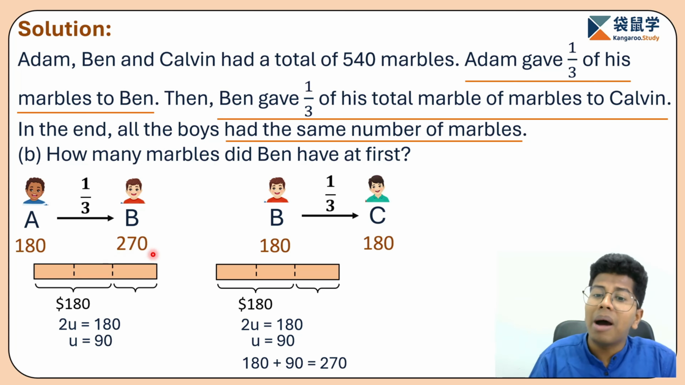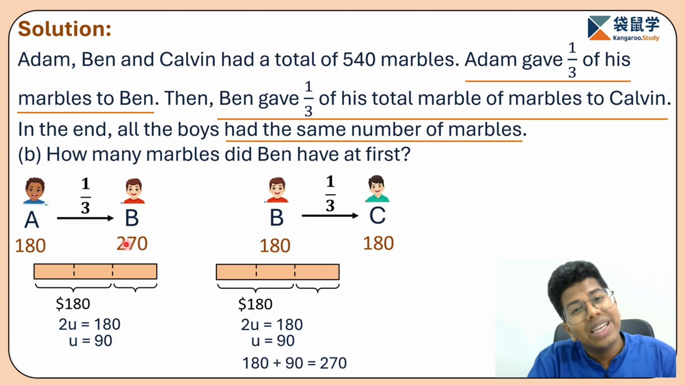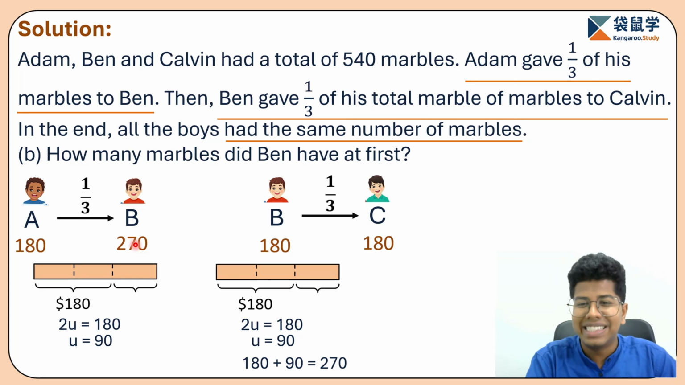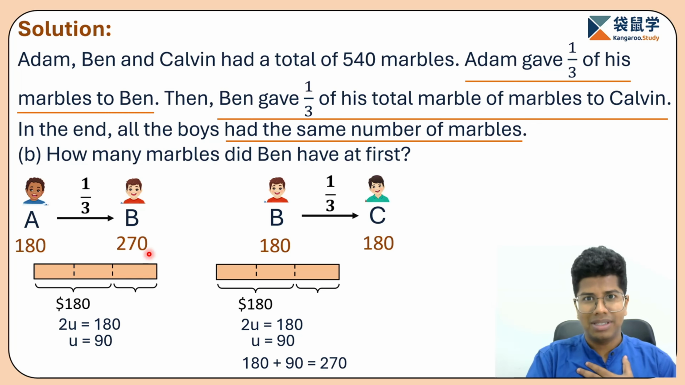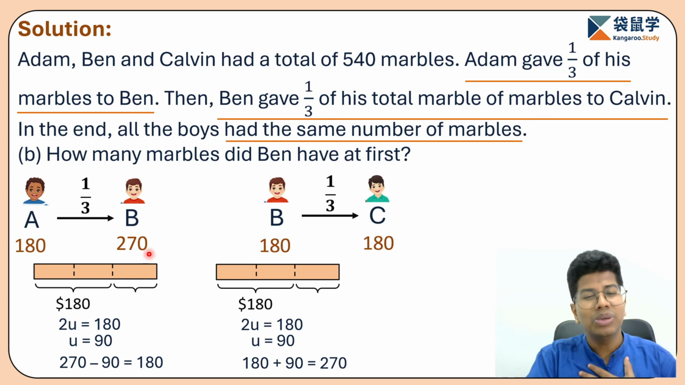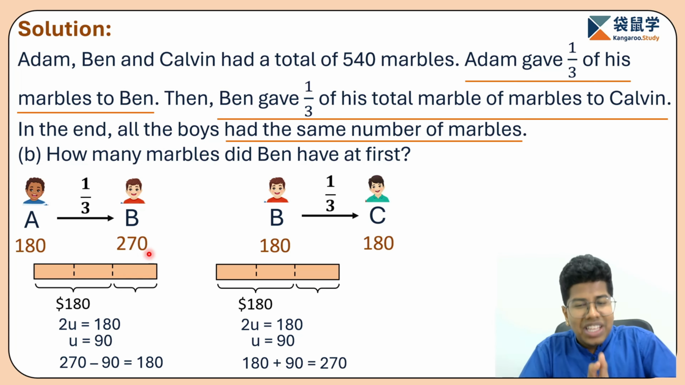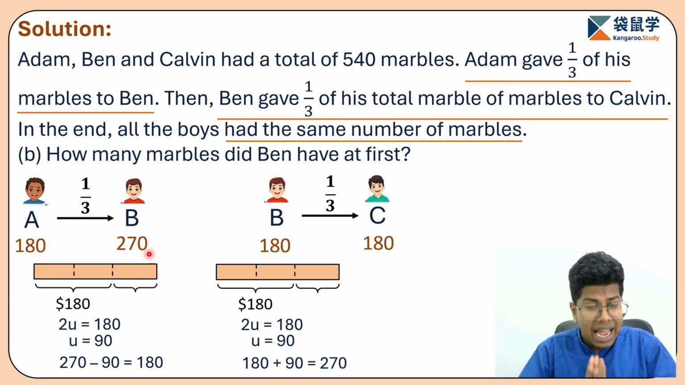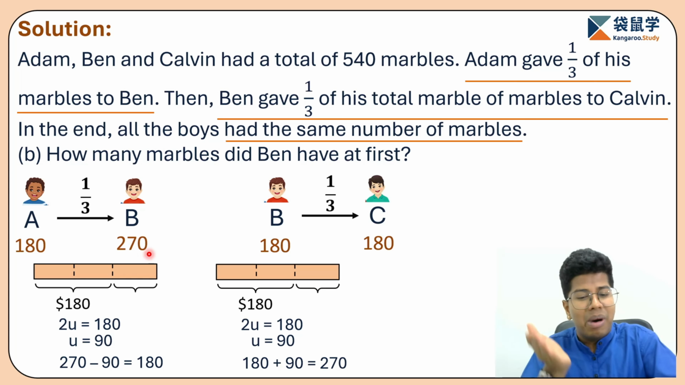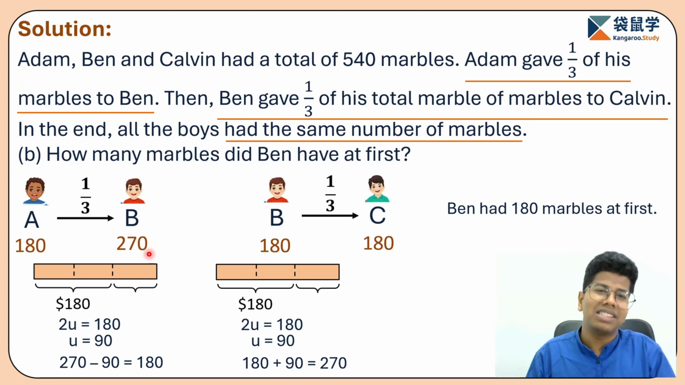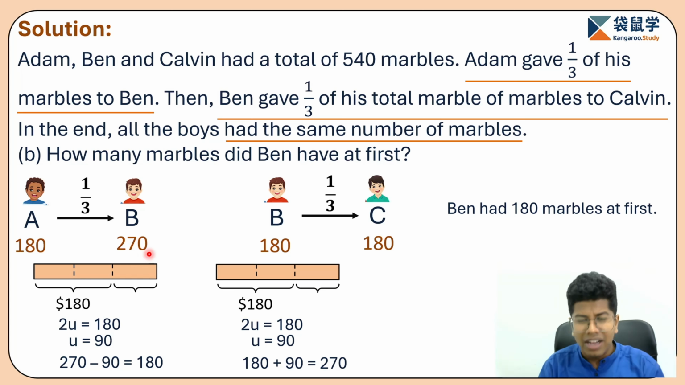And how many marbles did he get from Adam? He got 90 marbles. So in total, how many marbles did he have at first? His own marbles. How can I find out? Yes, 270 minus 90, which is 180. This means Ben at the start had 180 marbles, and I can write down my final answer. Ben had 180 at first.